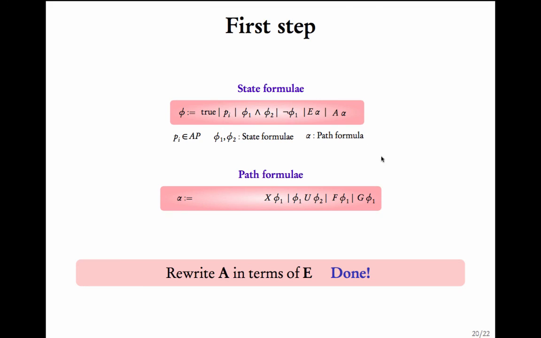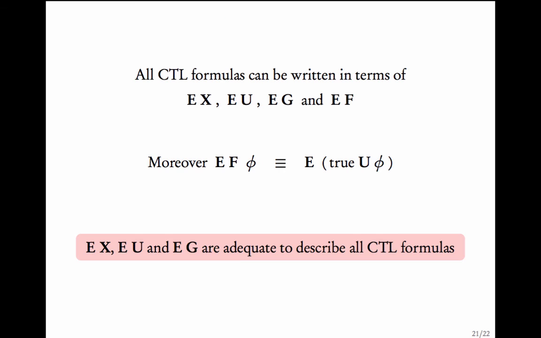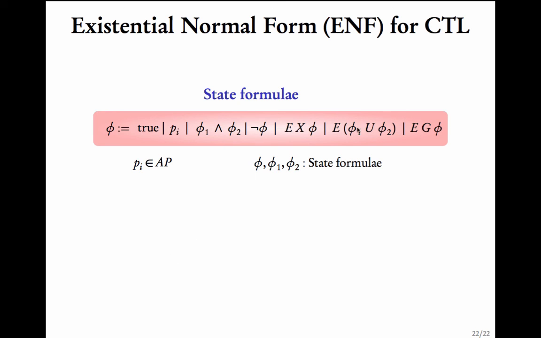The whole syntax of CTL is useful when you want to write properties. You want to say every path satisfies something and so on. So for that, it's useful to keep A. However, for an algorithmic purpose, we can rewrite A in terms of E so that it is enough to talk about algorithms for EX, EU and EG. So this is called the existential normal form for CTL. So this is the entire CTL for you.